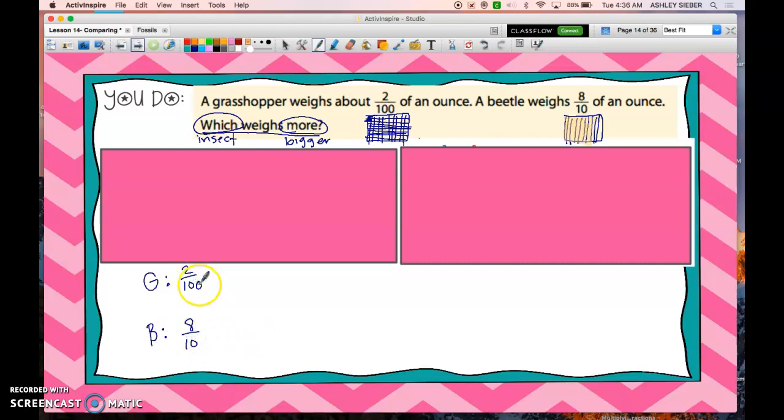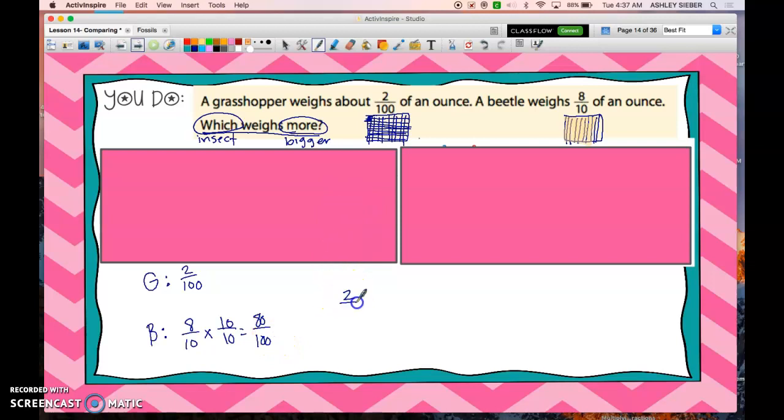Now, sometimes I don't have to change both of them. If I can think of a way to turn 10 into 100, then I won't have to change 2/100ths. Can you think of 10 times something that equals 100? That's right, 10. So what does my numerator have to be? 10. Good. And 8 times 10 is 80. So I'm comparing 2/100ths to 80/100ths.